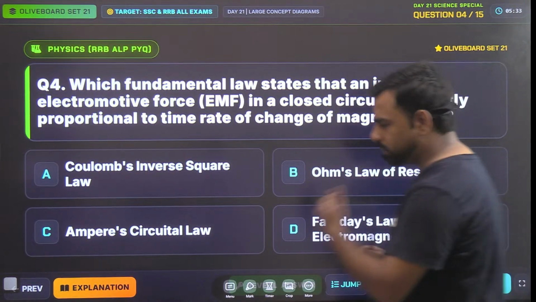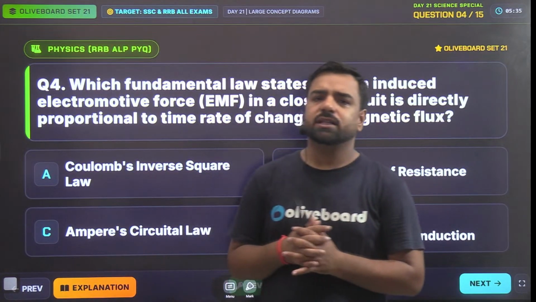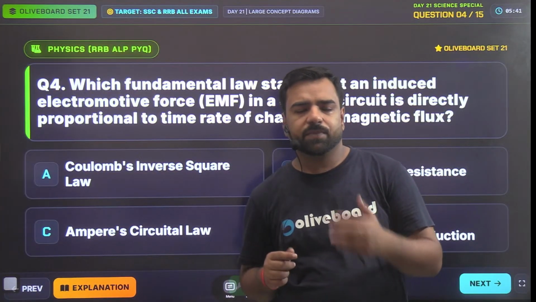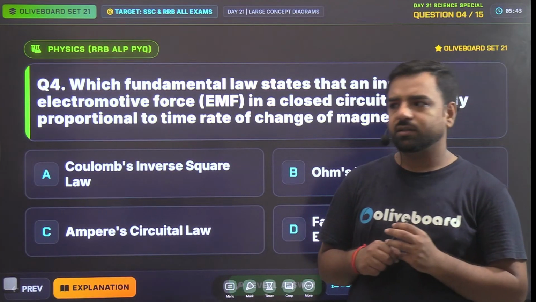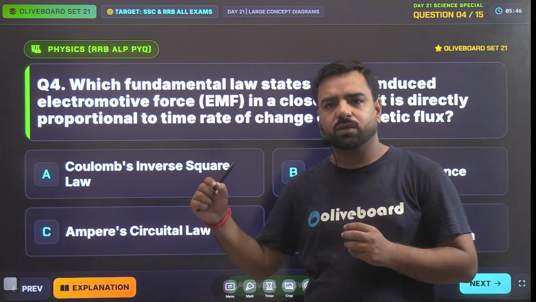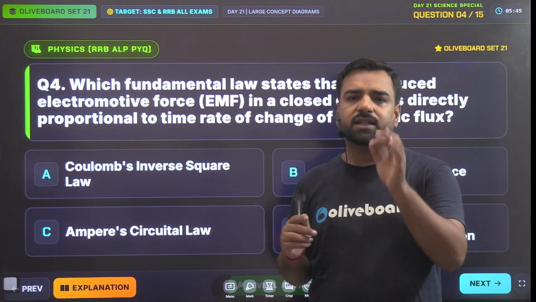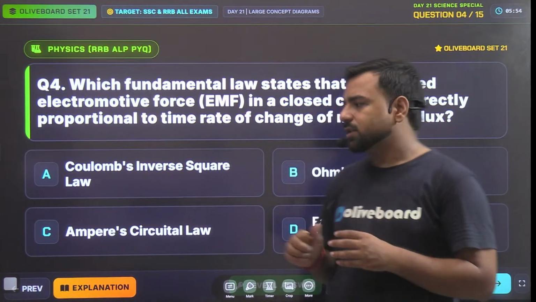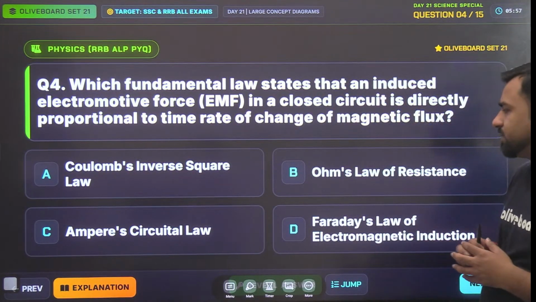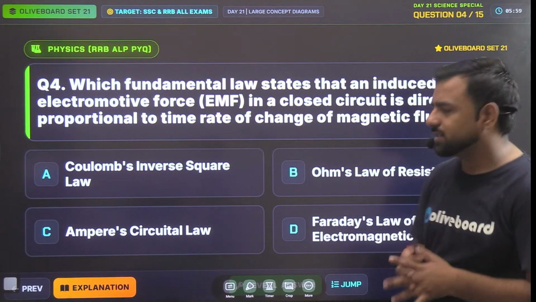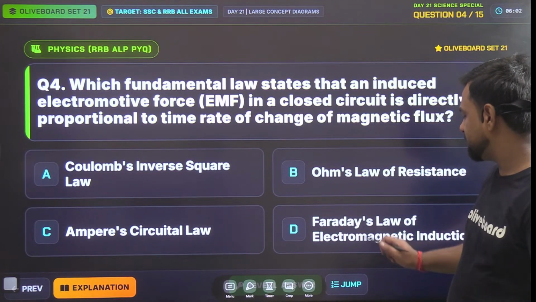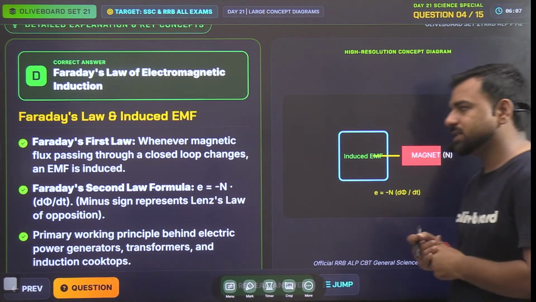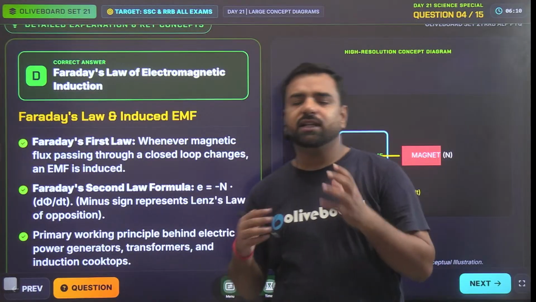So guys, if I talk about Coulomb's law, Coulomb's law is related to the charges, right? It says that force is directly proportional to the product of the charges and inversely proportional to the square of the distance between them, where F is equal to k q1 q2 upon r square, where k is 1 upon 4 pi epsilon naught, and epsilon naught is the permittivity of free space, right? So it cannot be option number A. Ohm's law, that is V is equal to IR, doesn't make any sense. And here the correct answer is Faraday's law of electromagnetic induction. Whenever the magnetic flux passing through a closed loop changes, an EMF is induced, so we are talking about the induced current over there.